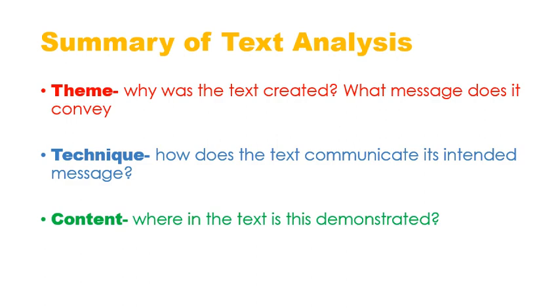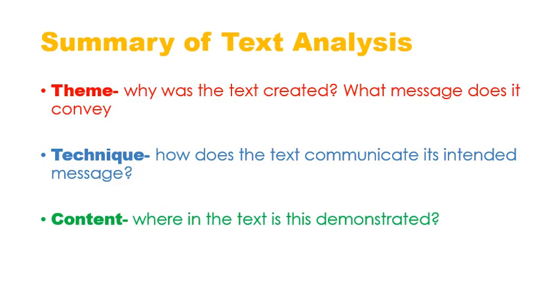When we do a text analysis, if you've watched any of the previous videos, you'll know that we need to identify a theme, which is talking about why the text was created and what message it conveys. We need to identify a technique. How does the text communicate its intended message? And we need to actually look at content as well, which is the evidence. Where in the text is this demonstrated?